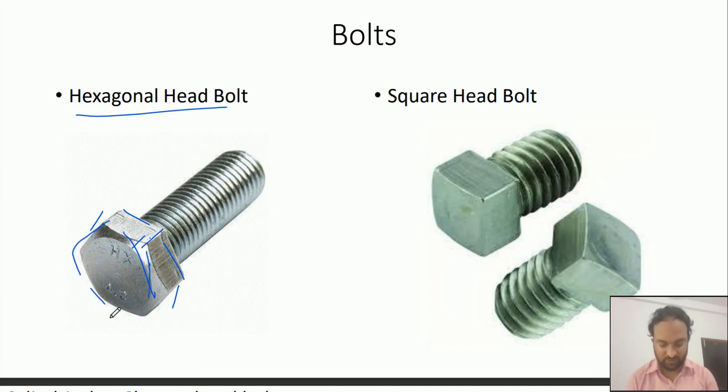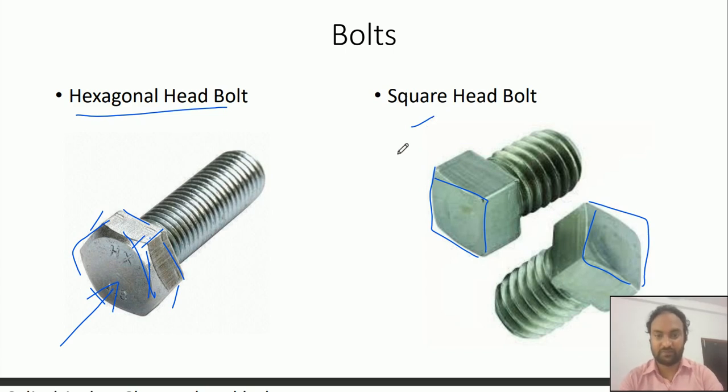So it is easy to first slide the spanner or wrench from this side and fit it on the head. Another thing is sometimes we need to handle it by hand, so the sharp corner is avoided on this side. And the square bolt, you see the shape of the head has a square cross section, so it is called a square head bolt.